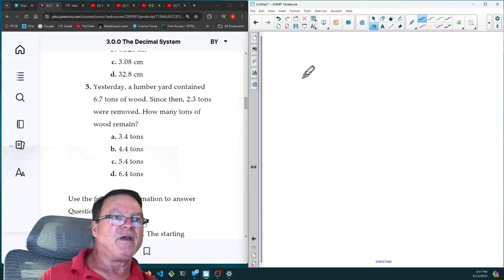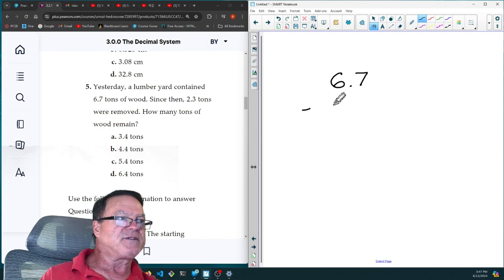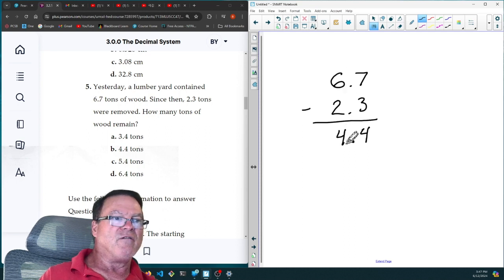It says, yesterday a lumberyard contained 6.7 tons of wood. Since then, 2.3 tons were removed. How many tons of wood remain? So 6.7 tons minus 2.3 tons. How many tons remain? 7 minus 3 is 4. Draw your decimal point. 6 minus 2 is 4. 4.4 tons remain. B.